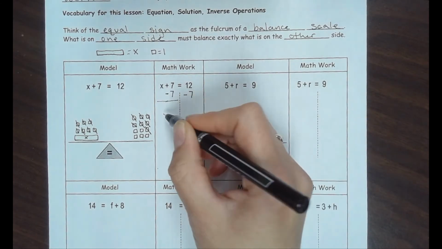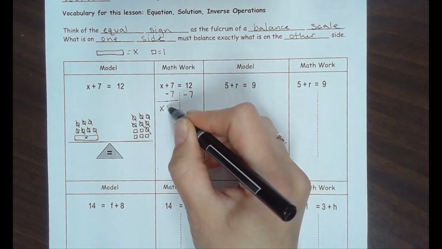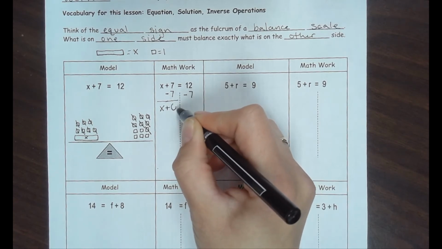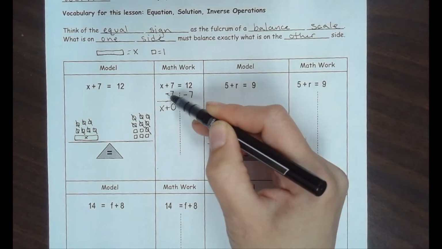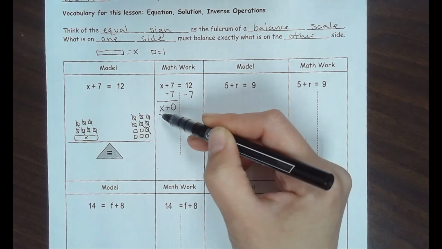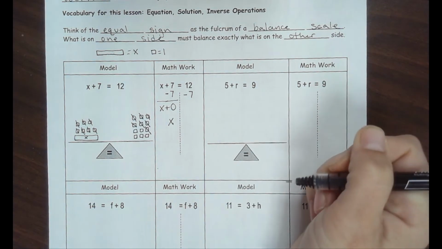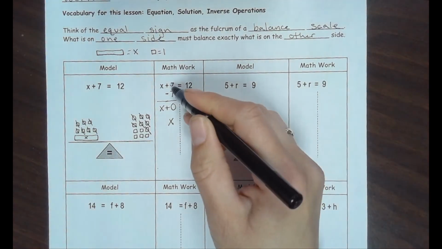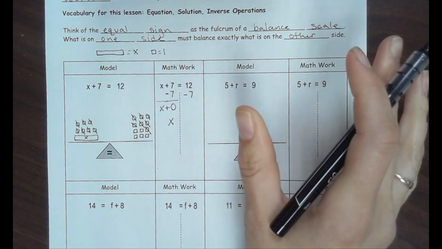Well, I'm left with x. I didn't take x off. But now I have 0 squares. Understand how I got that? If I added 7 and then I minus 7 away, I'm left with no squares. So if that's the case, I can say this is the same as just x. Agreed? So, add 7 minus 7 cancels out and it's like nothing ever happened.